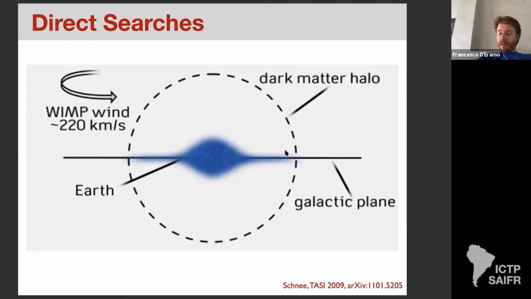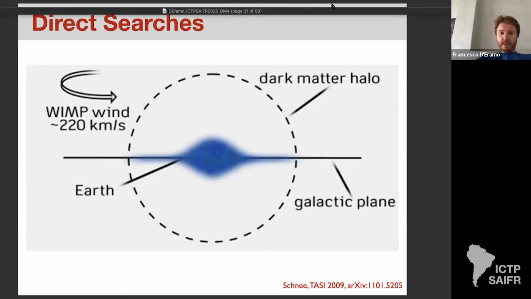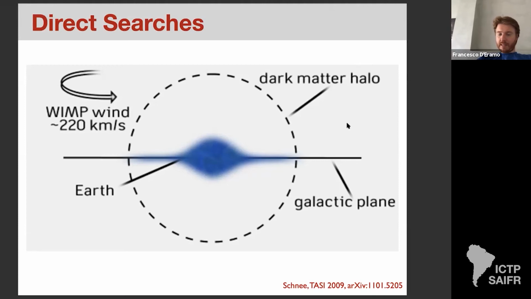And there are experiments such as DAMA, but not only DAMA, which are attempting to detect this modulation signal, and so they do not reject any background, okay? They take all the events, and they argue that if the signal is coming actually from dark matter, you should expect to see more when the two velocities are opposite to each other and less when they are aligned. So this is what DAMA has been seeing for many, many years.